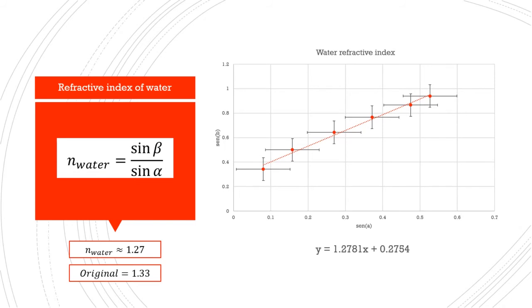So here we have that this index is approximately 1.27, and the theoretical value for the water is 1.33. So we can see that the index found is very, very close to the original. So we can say that our experiment or our measurements were a success.